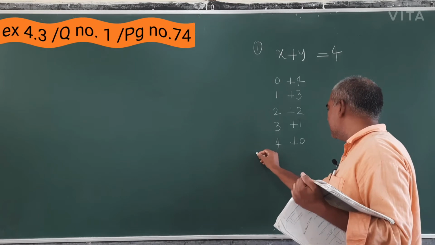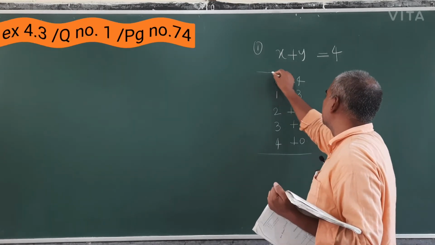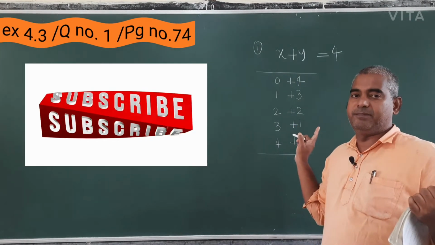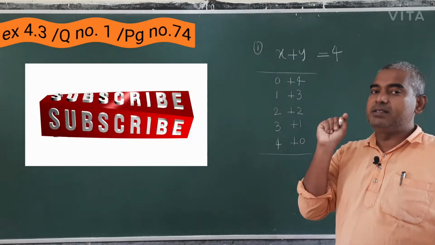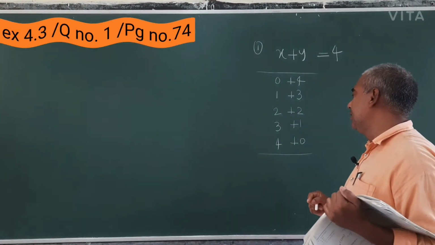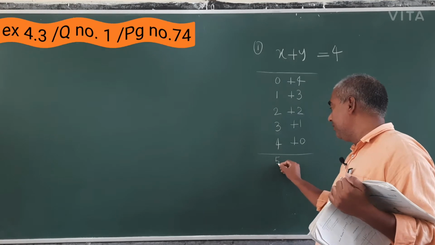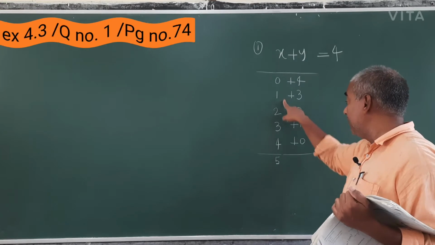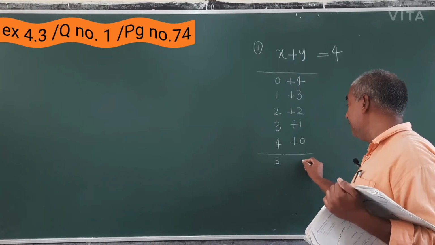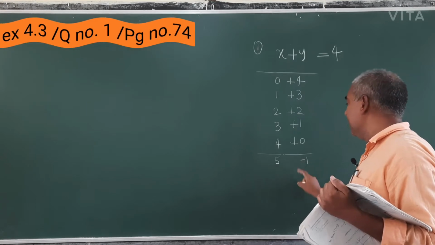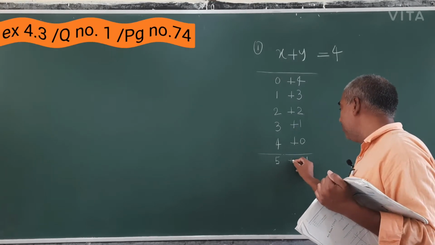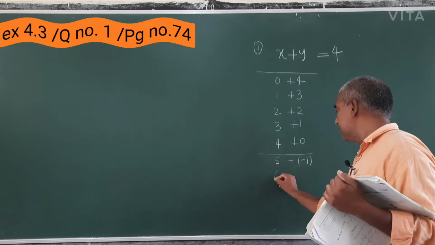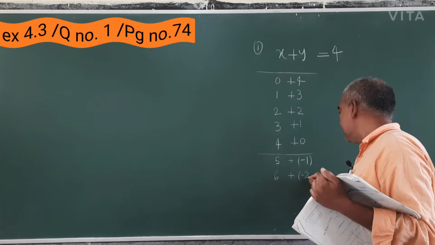If I increase further, a student who doesn't know negative numbers will say, okay, that's enough, because he will not use negative numbers. But you will use negative numbers also, because negative numbers entered in class 6. If x is increased to 5, then what will happen here? 5, then minus 1. Actually, you can take it as 5 plus of minus 1. Then 6 plus of minus 2.